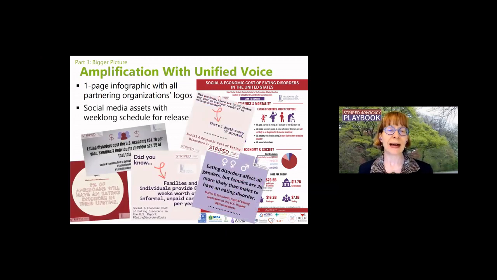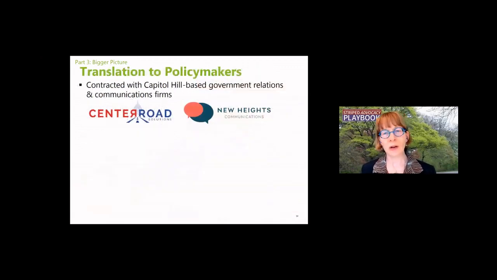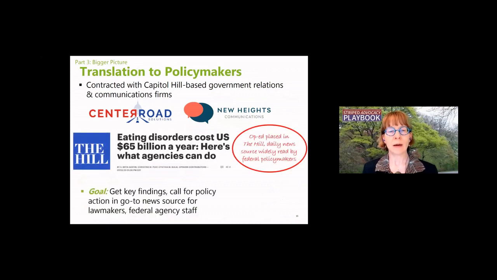And we created social media assets. We had a week-long schedule. We gave them the social media assets to push out through Facebook, Instagram, and Twitter. So we created all that. We didn't do it alone. We don't get our scientific training and then get all that too. We hired a Capitol Hill based, Washington, D.C., government relations firm and a communications firm to help us do that. And a key opportunity they created for us was to get an op-ed placed in The Hill. The Hill is the daily news source that's most widely read by federal policymakers.